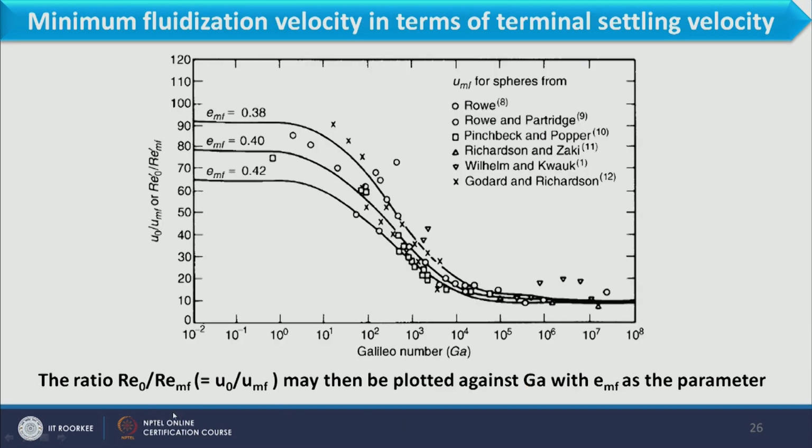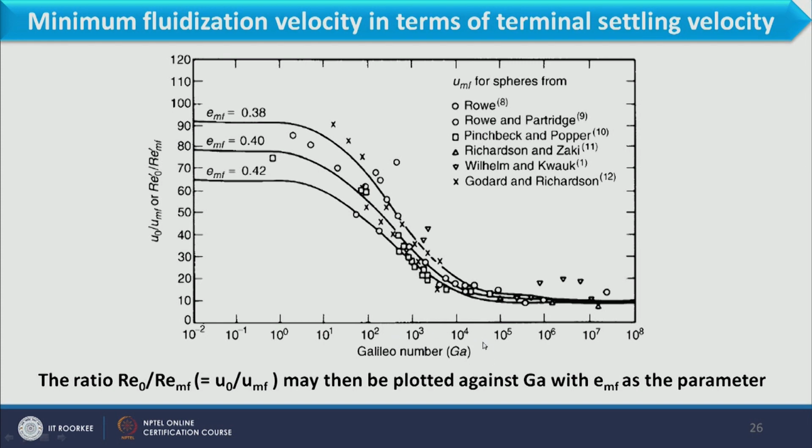So here we have the graph. This is drawn between the ratio of Reynolds number at terminal falling velocity and Reynolds number at minimum fluidizing velocity. You see this graph shows the ratio of Reynolds number at terminal settling velocity, or terminal falling velocity, and Reynolds number at minimum fluidizing velocity against the Galileo number, where EMF we have considered a parameter.